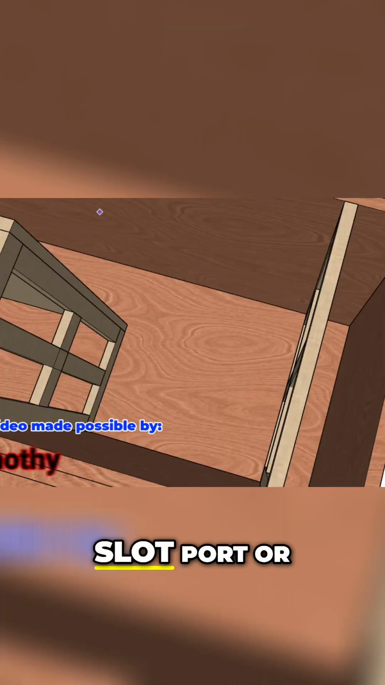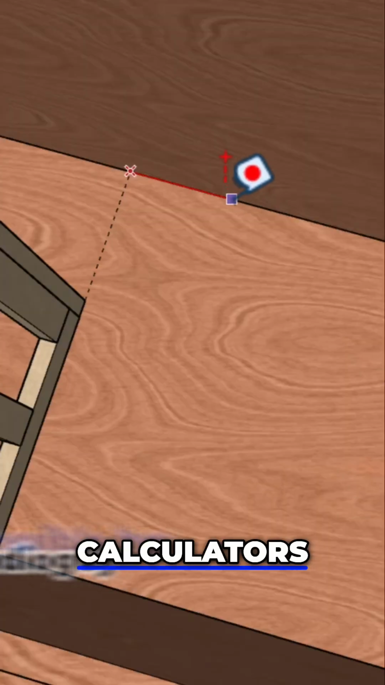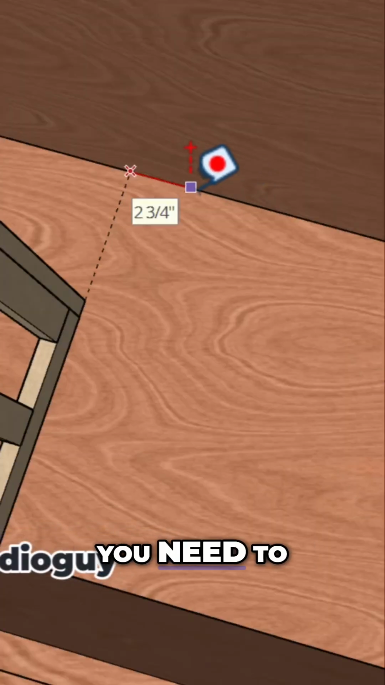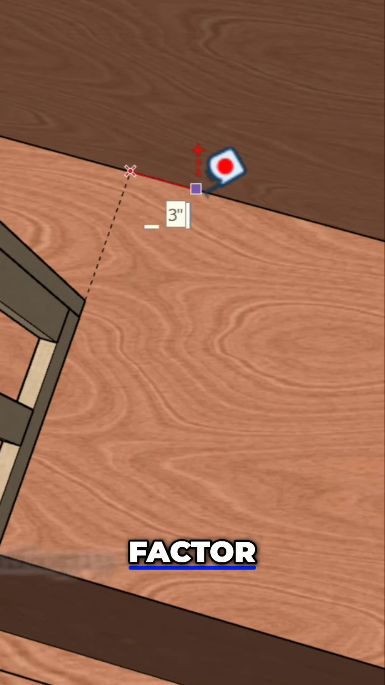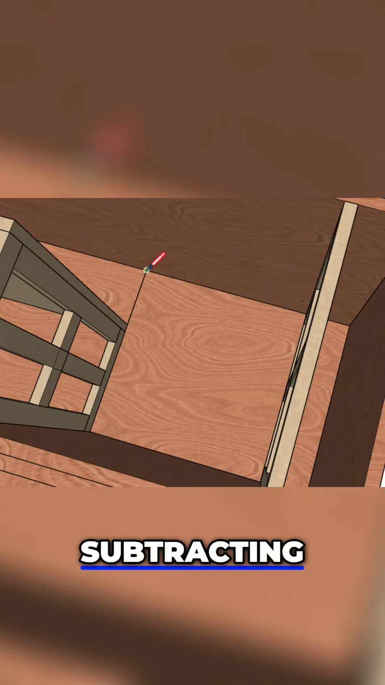But seriously, here is the real tip number six. If you're using a slot port or any port that shares a port wall with the exterior wall of your enclosure, all of the port calculators are wrong. You need to apply an additional correction factor by taking the width of the port and dividing it by 2 and then subtracting that from your length.